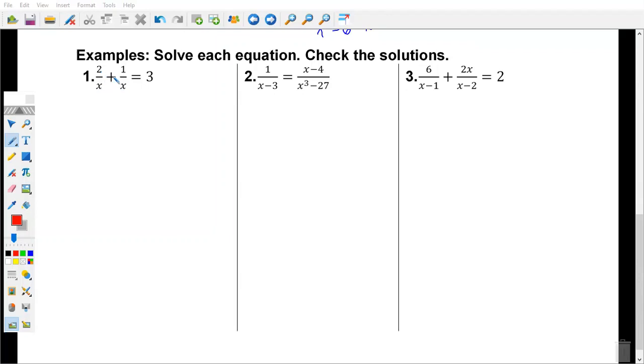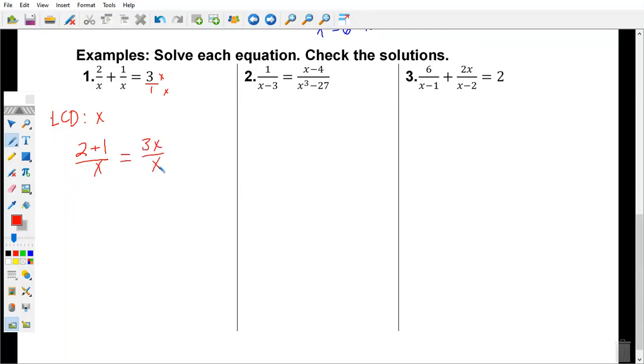So here we have 2 over x plus 1 over x. So the LCD for this problem is just going to be x, right? So that means that these two can be combined already. But this side, remember, it's 3 over 1. I'm going to multiply the top and the bottom by x. So we're now working with 2 plus 1 over x equals 3x over x.